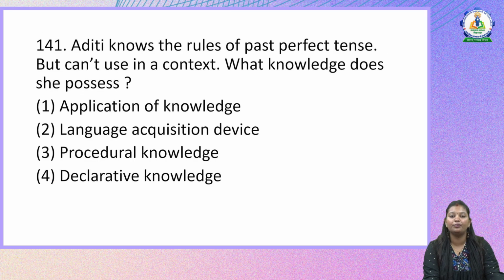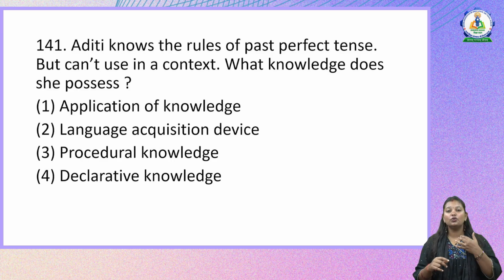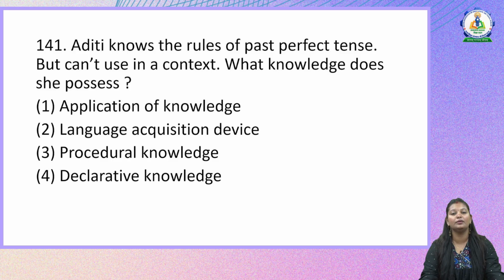Aditi knows the rules of past perfect tense but cannot use them in a context. What knowledge does she possess? We were discussing that there is procedural knowledge and there is declarative knowledge. She knows the rules of past perfect tense, but she is unable to apply and use them in a context. Which knowledge does she possess is what the question is here. So she has declarative knowledge but does not possess the procedural knowledge as to how to use it in the context. So the right answer here is option 4, declarative knowledge.